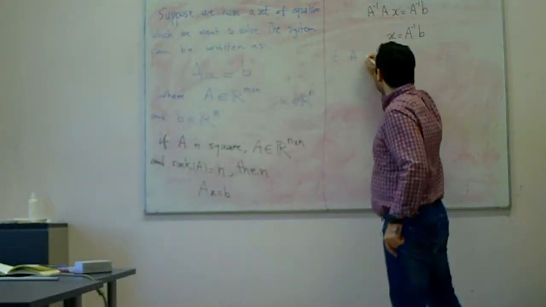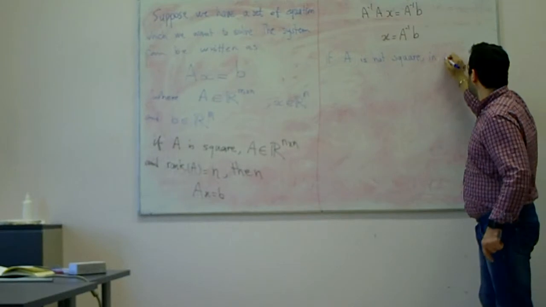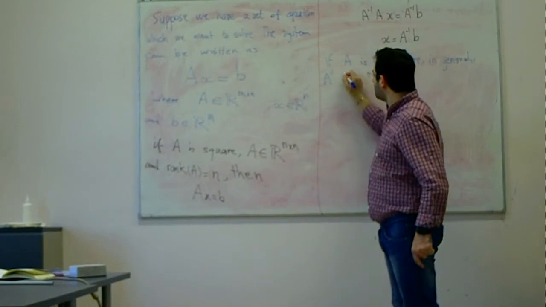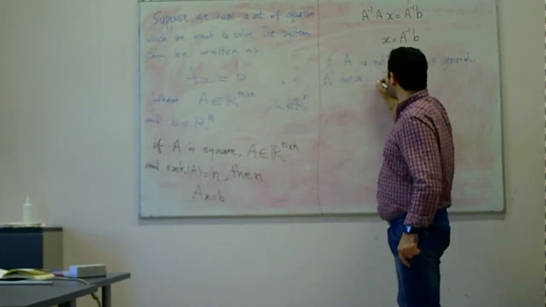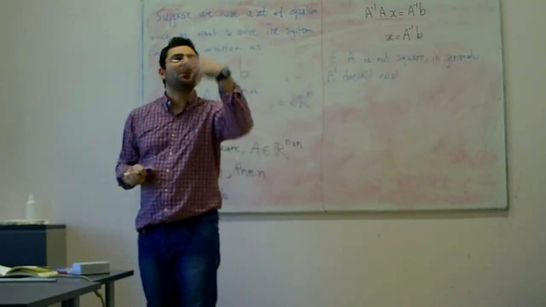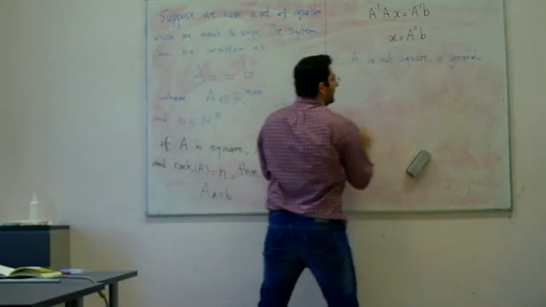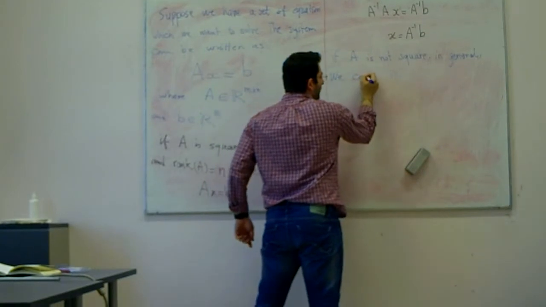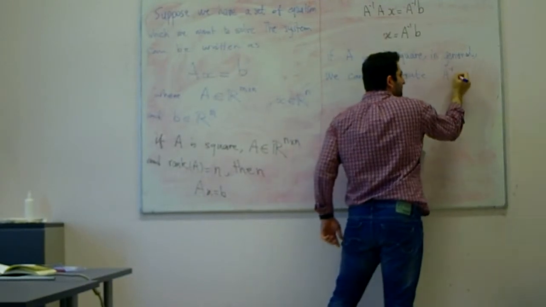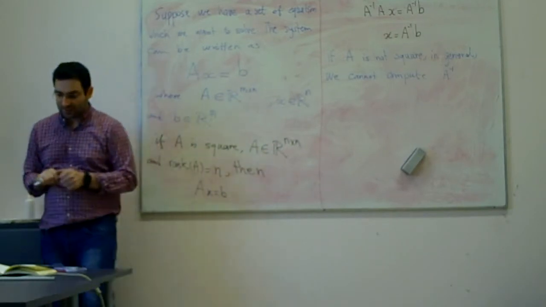If A is not a square, in general, A inverse doesn't exist. Well, you will see that this is kind of a lie. It doesn't exist means that we cannot compute A inverse. Why? Because we know that A inverse is defined only if it is a square.